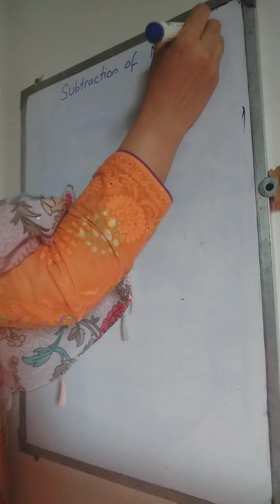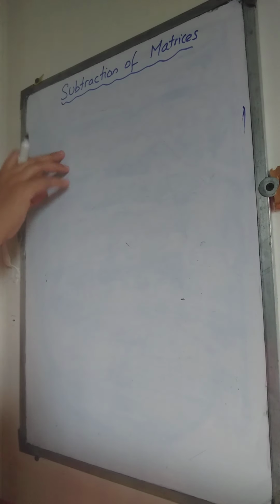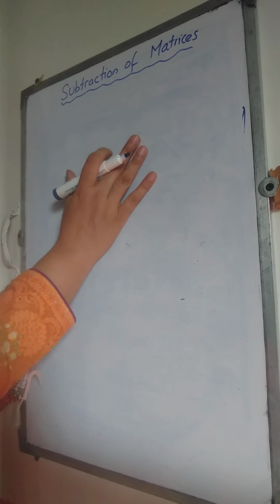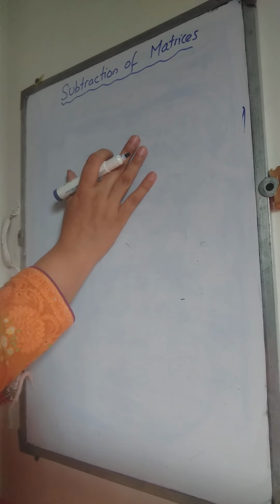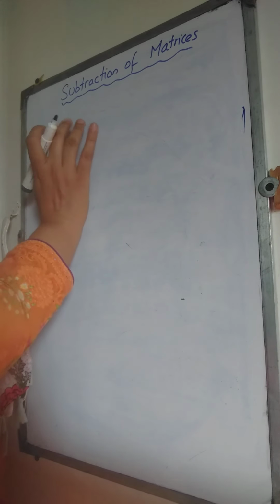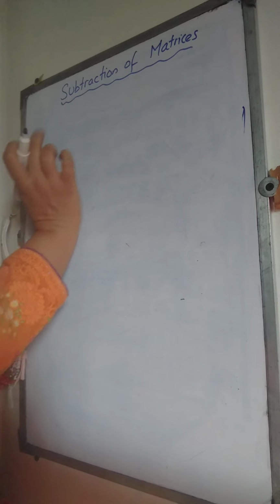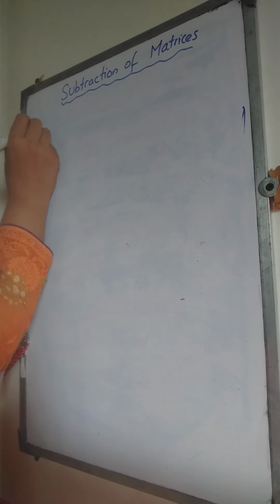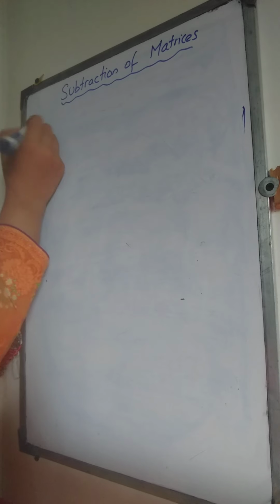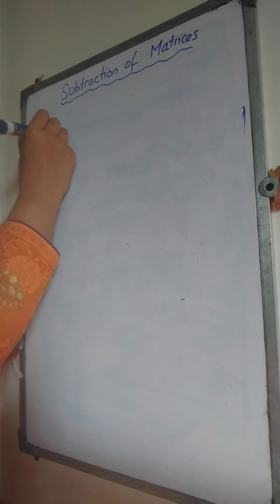Subtraction of matrices. The method is the same as addition. In addition, we add the elements in the matching position. Here we subtract the elements in the matching position. For example, the first condition is the same, that two matrices can be added.